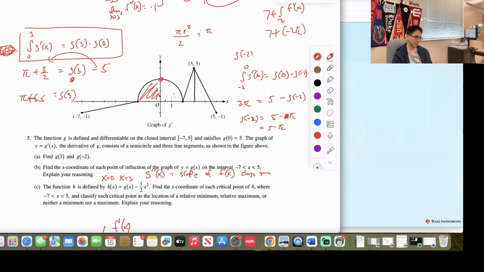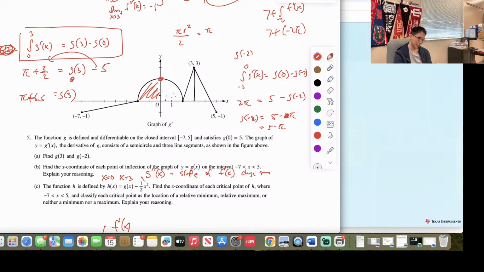Wouldn't it be at x equal to 2 as well? Oh, 2, yes. x equal to 2, thank you. Ethan's on top of things, good job.